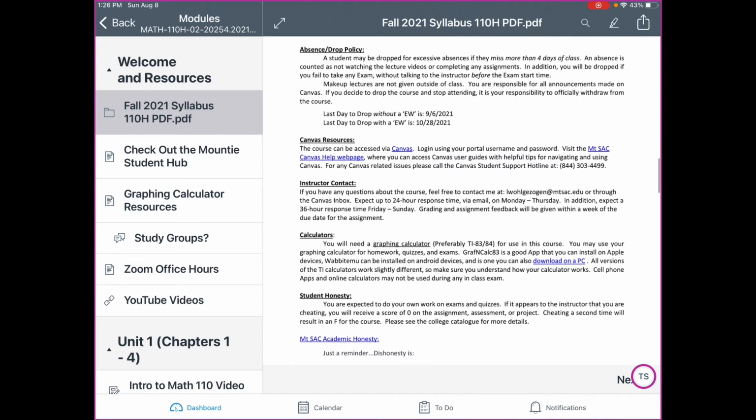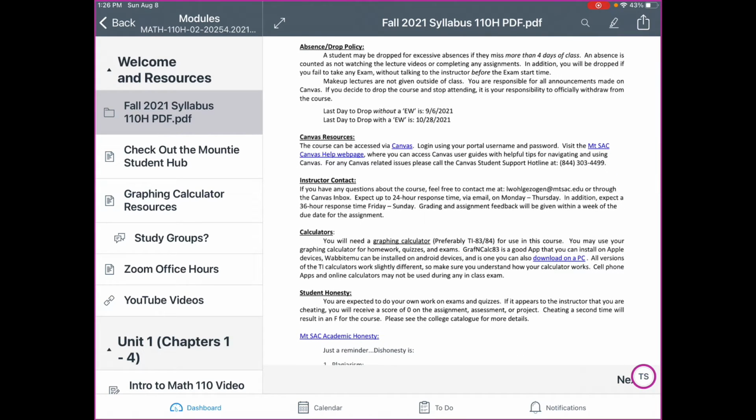Absence and drop policy. It's a little different since we are meeting online. So a student may be dropped for excessive absences if they miss more than 4 days. So an absence is going to be counted as not watching the lecture video or completing any of the assignments. In addition, you'll be dropped if you fail to take an exam without talking to me before the start time.